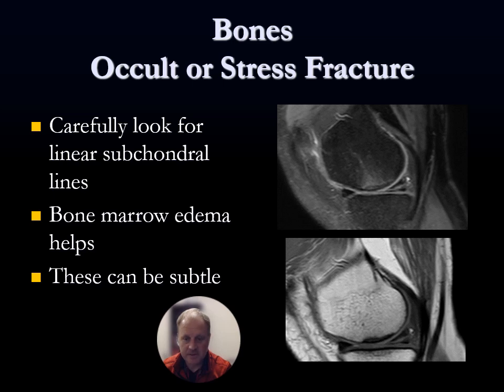It's very important to be careful to look for subtle fractures in the bones. Look at the subchondral surfaces for hypointense linear signal that might look something like this, because these stress fractures can be very subtle. The edema always helps, though. You can look for the edema on the fluid sensitive sequence, and it will help you zero in on where the abnormality is.